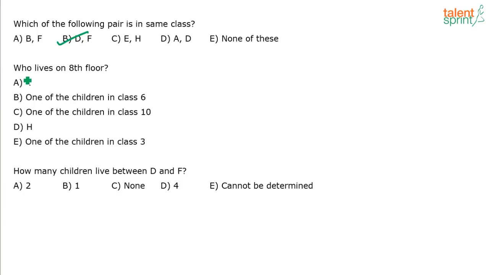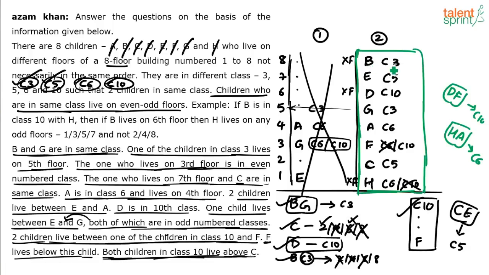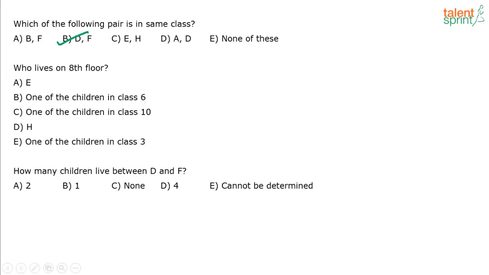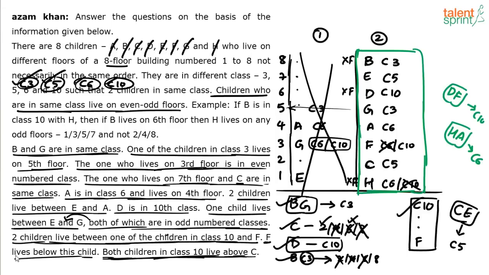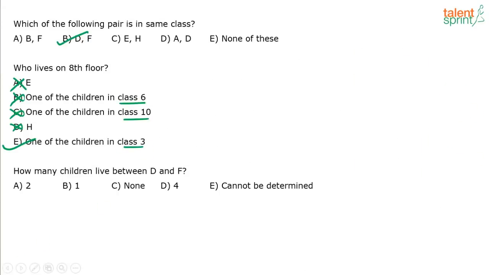Who lives on 8th floor? B, who's in class 3. The one who's in class 3, yes. 8th floor is B or class 3 fellow. Option E is the answer.